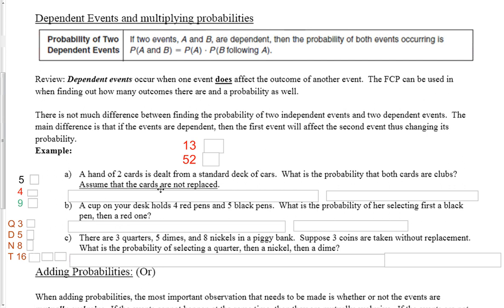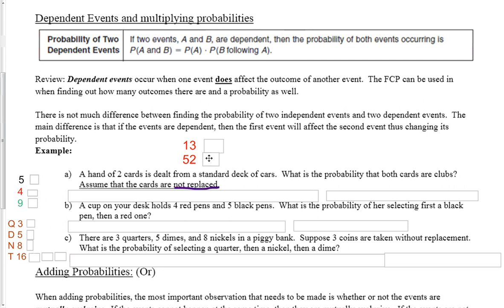We have a hand of 2 cards that's dealt from a standard deck of cards. What's the probability that both cards are clubs? Assume that the cards are not replaced. And that not replaced assumption is something you're going to see a lot whenever we have dependent events, because the first event does change the probability of the second one.